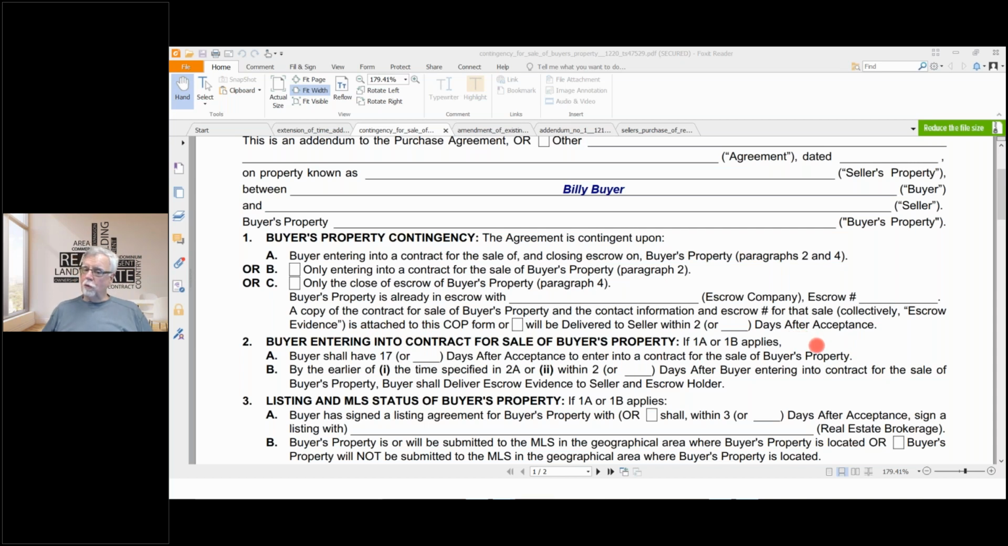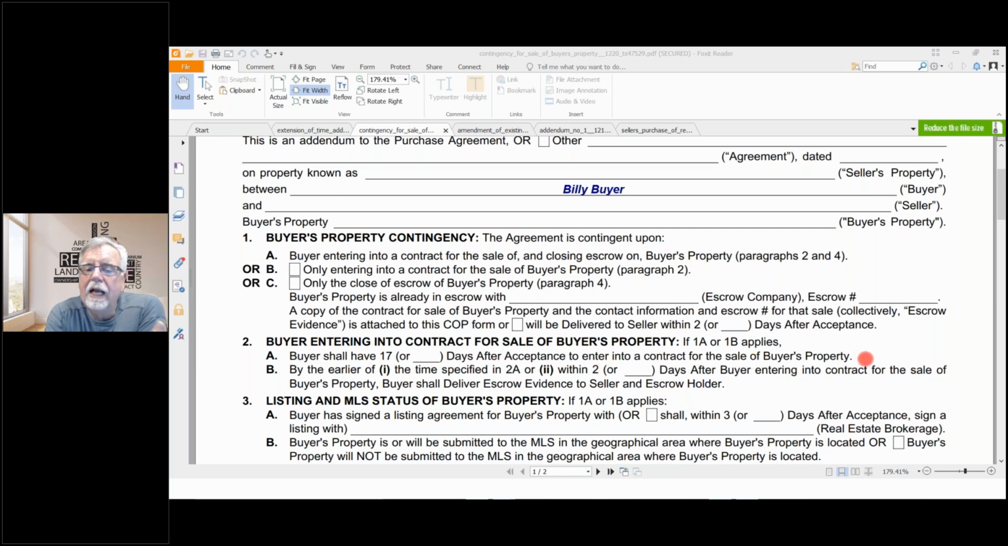So if you're already in contract and your contingencies have been removed and you're about to close and you've got a closing statement that shows you're going to have enough cash, that, by the way, can be used as proof of funds, right? When we're writing, and I'll explain that a little bit more. So that's one way. Buyer entering into the contract for sale of the buyer's property, if 1A or 1B applies, buyer shall have 17 days to enter into a contract.